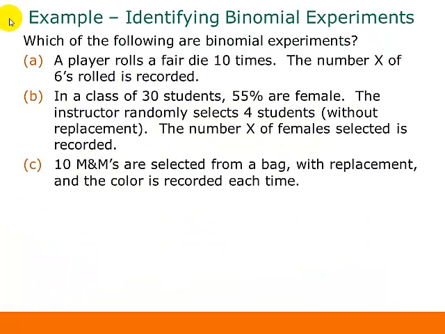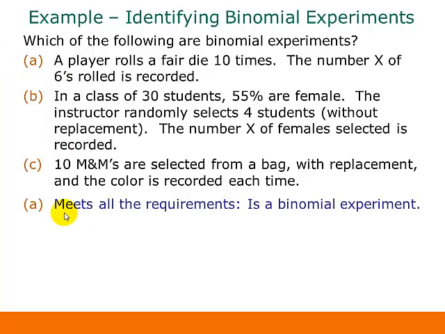Here's some examples of identifying binomial experiments. So which of the following are binomial experiments? The first one is that a player rolls a fair die 10 times. The number X of 6s rolled is recorded. Now this one meets all the requirements. We have a fixed number of trials, which is 10. The trials are independent because we're just rolling a die each time. The outcome of one trial isn't going to affect the outcomes of the others.